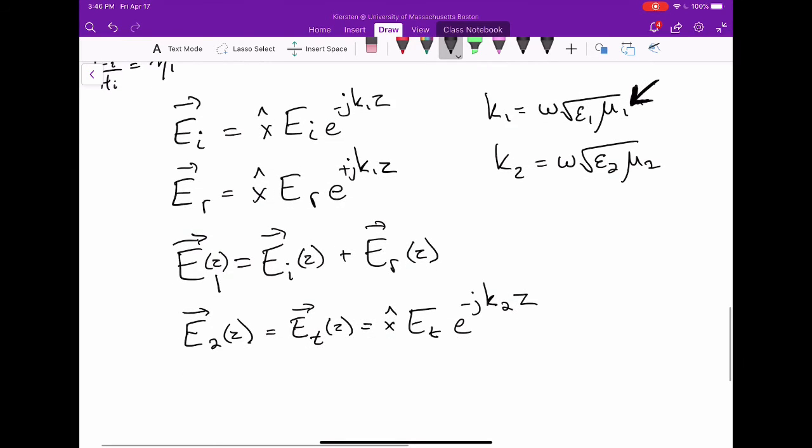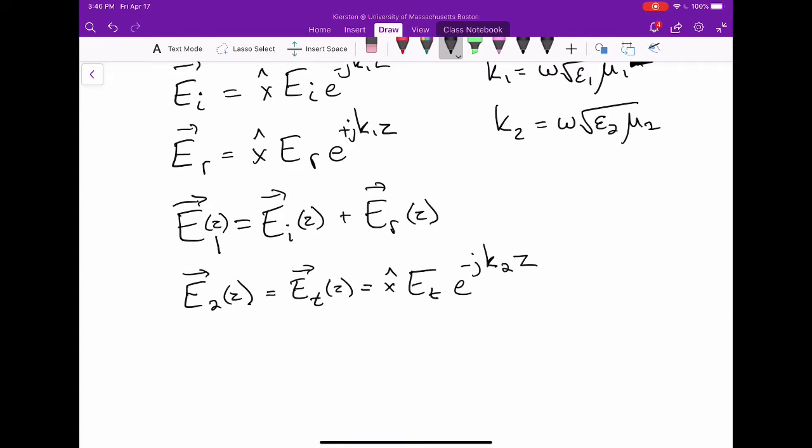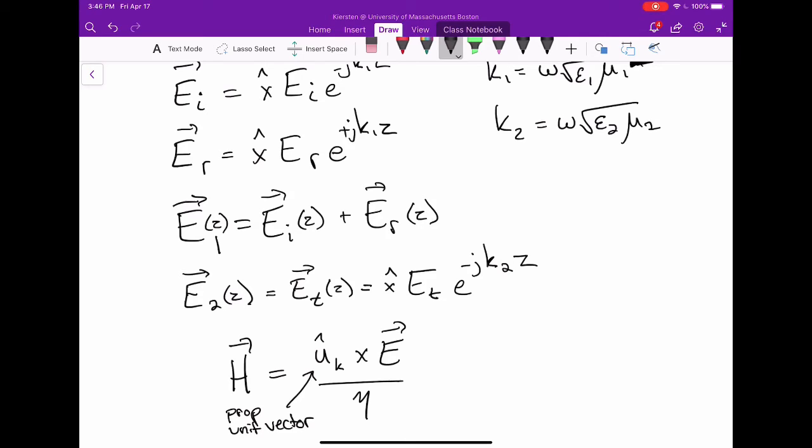So since the incident and reflected and transmitted waves are all uniform plane waves, we can find any of the magnetic fields by taking the cross product of the propagation vector with the electric field and then dividing it by eta. This isn't the total propagation vector, this is the propagation unit vector. So same direction, unit magnitude.